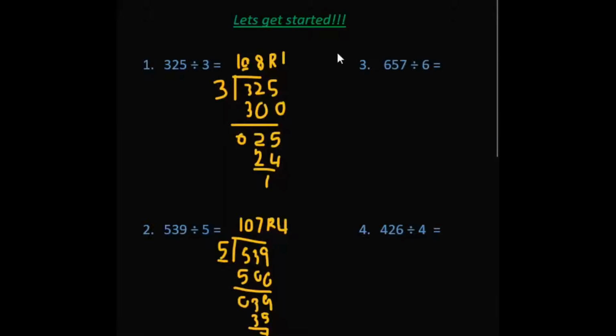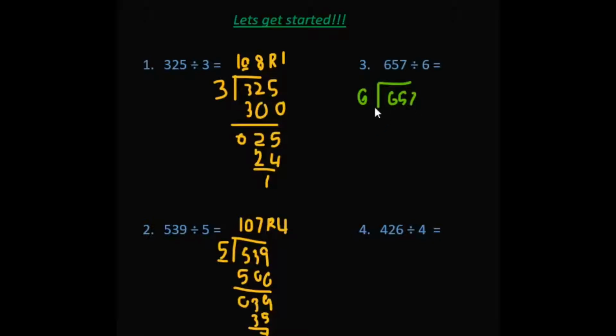We have 657 divided by 6. Let's draw out our layout again, our hangman structure. Let's write down 6 here, and then 657 right here.